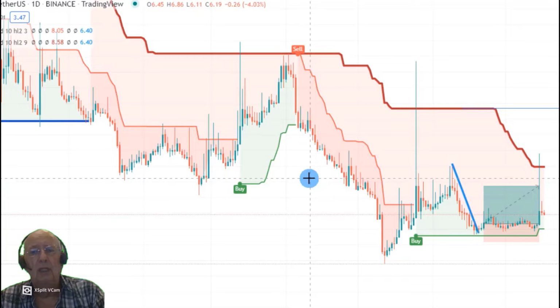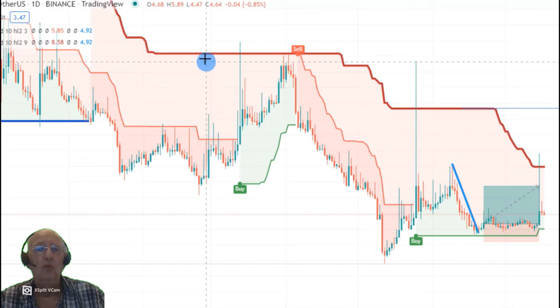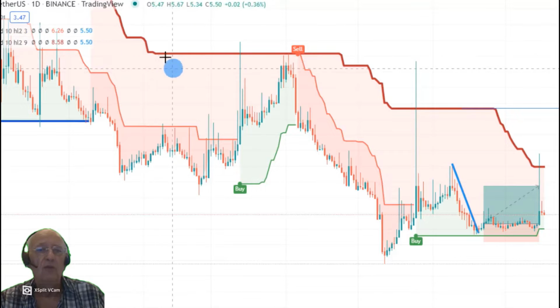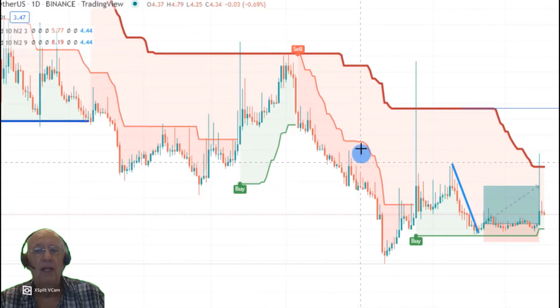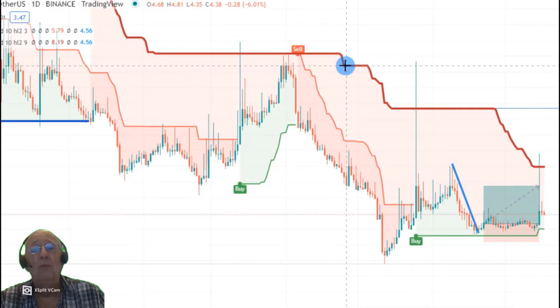Here you can see I have got two of the Supertrend indicators over here. There's the one settings, here's the other one settings. Here I've got one that gives me the major trend, and here I've got one that gives me the minor trend in the same direction as the major trend.